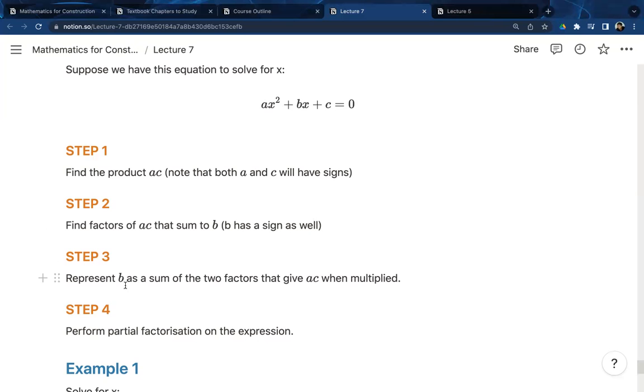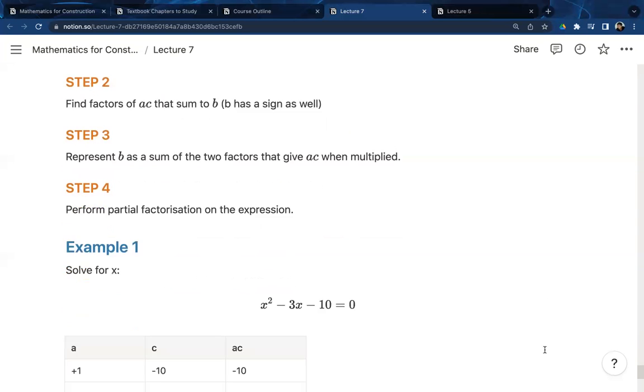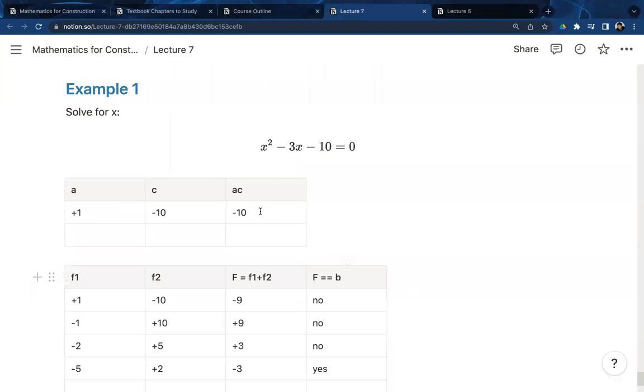And what we do, if we could represent B as the sum of 2 factors, and those 2 factors give AC, then we could factorize it, okay? The idea is to perform partial factorization of the expression. So let me show you an example here, right? Solve this equation here. Let's see if we can factorize it.